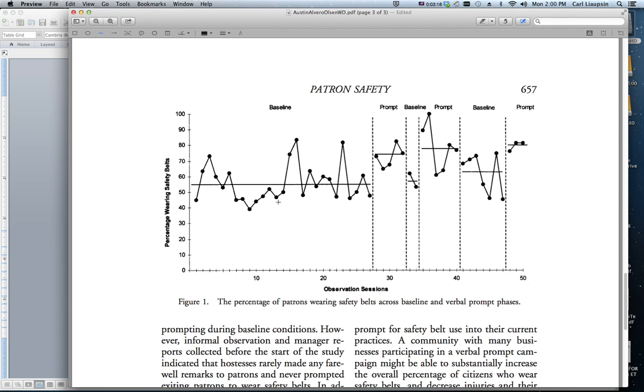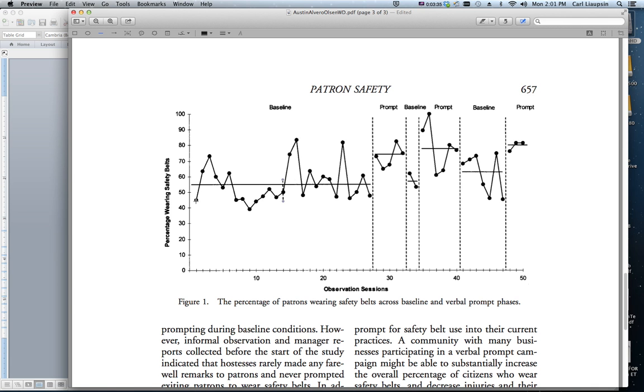So if you remember to calculate trend, we do a split middle analysis. And I know there are 27 data points here, so I'm going to mark out the midpoint. 1, 2, 3, 4, 5, 6, 7, 8, 9, 10, 11, 12, 13, 14. Let's take that one out of the mix.